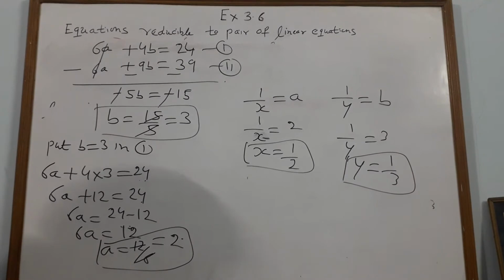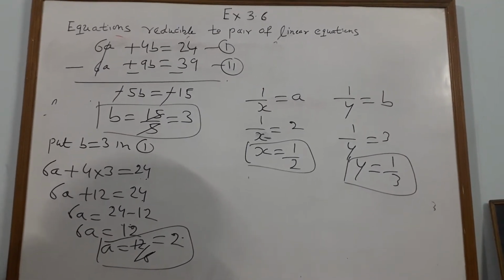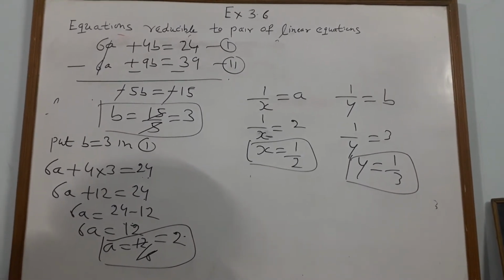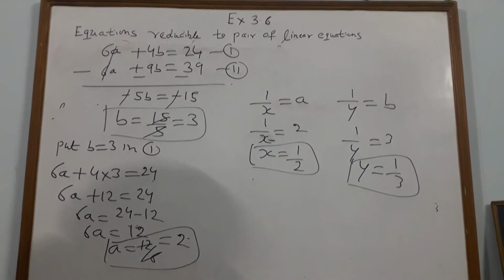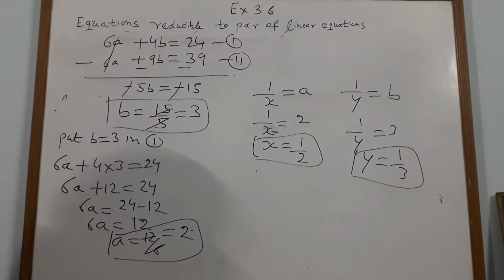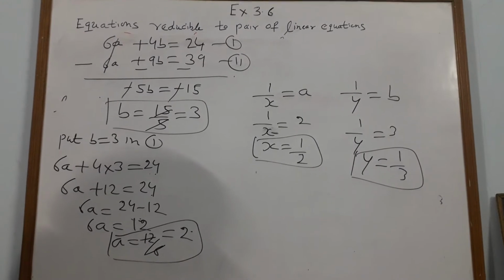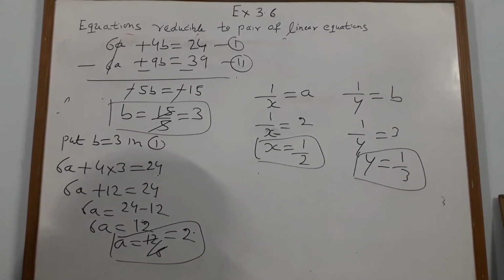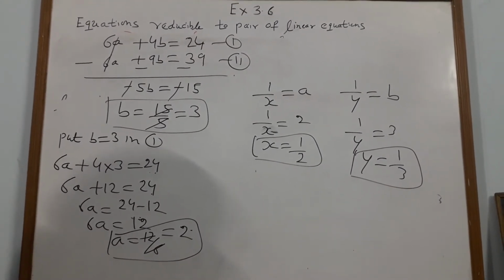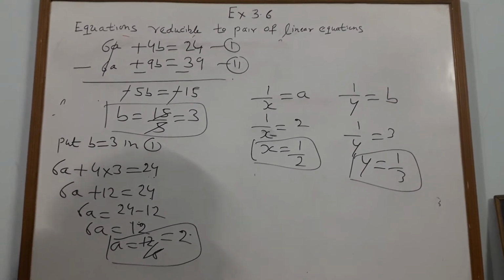In this equation, in place of 1 upon x we have written a, and in place of 1 upon y we have written b, and we have reduced it into a linear simultaneous equation, and then we have solved with the help of elimination by addition and subtraction. Now we will do the next question.